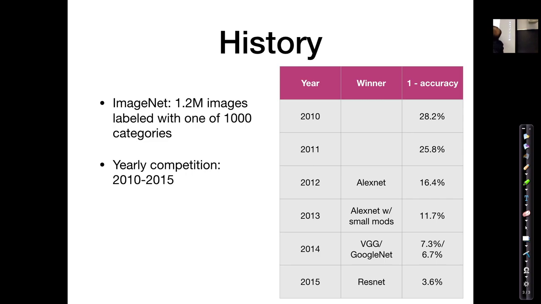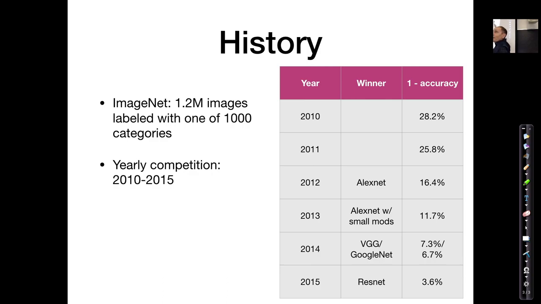In 2010, the error was 28.2%. We say top-one accuracy because there's also top-five accuracy: what were your top five predictions, and was any one of those right? Back then that was pretty important because top-one accuracy was so low. Top-five accuracy is clearly higher than top-one accuracy. It's like horse racing: it's better to bet on someone coming in win, place, or show, first, second, or third, than just first. First is necessarily harder than first, second, or third.